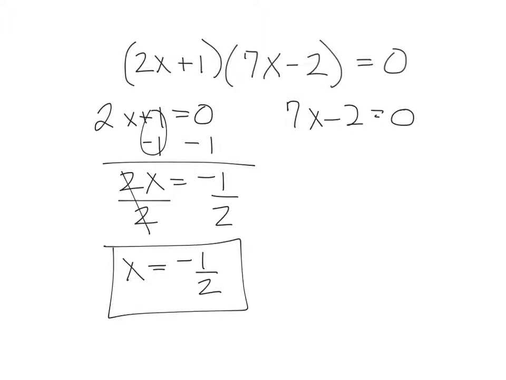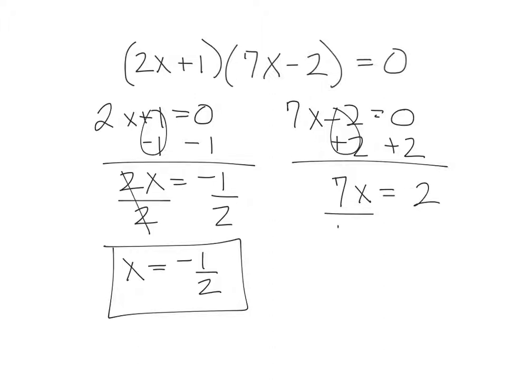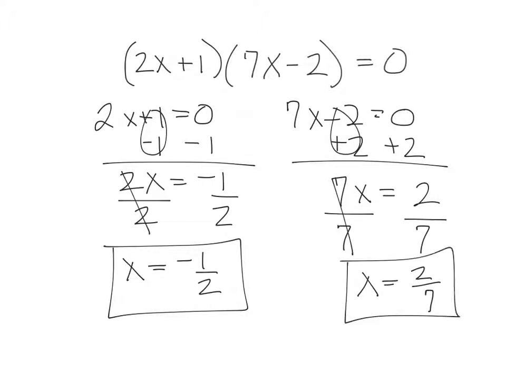With my second equation, I'll add 2 to both sides, and I'm left with 7x equals positive 2. Lastly, we'll divide both sides by 7, and we have x equals 2 sevenths. My solutions are x equals negative 1/2 and x equals 2 sevenths.